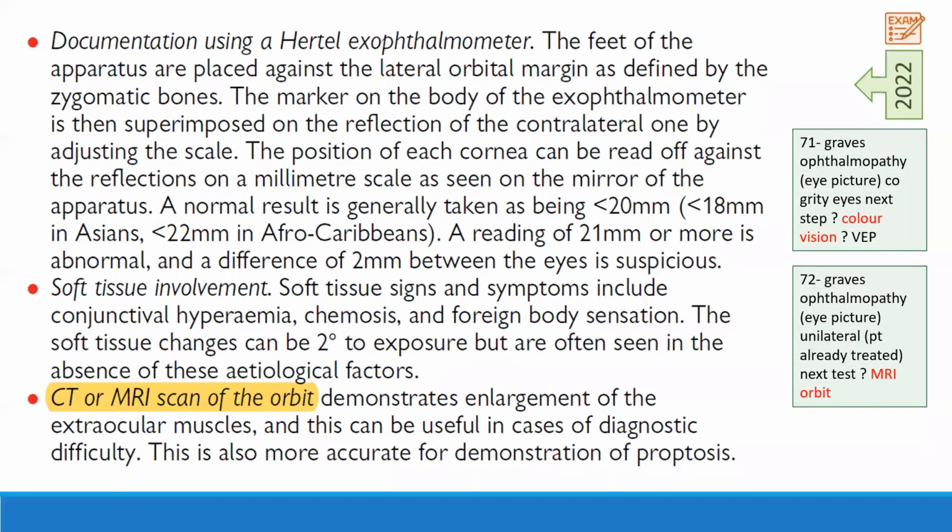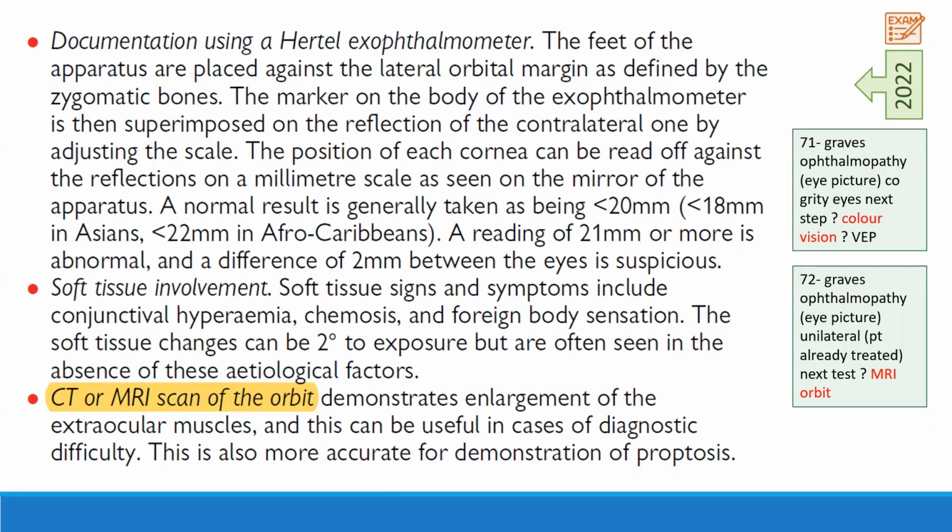And actually, in a previous exam, they gave a question like this. A patient presented with Graves' orbitopathy, and they gave an eye picture and a gritty eye sensation. What is the next step? And they mentioned color vision, and another option which is visual evoked potential. What is most important is that visual evoked potential is not an essential tool for assessment of Graves' orbitopathy. So this is not the correct answer. The correct answer is clear vision.